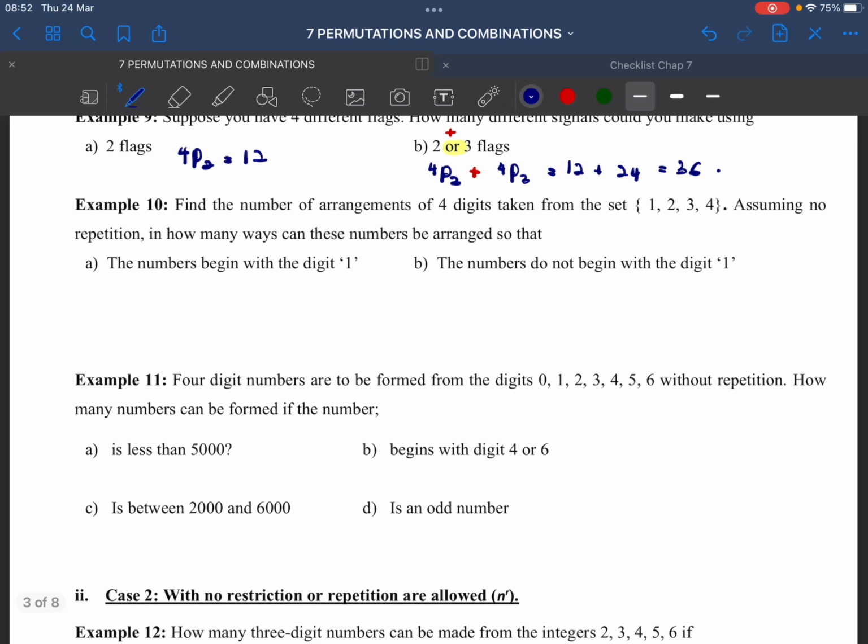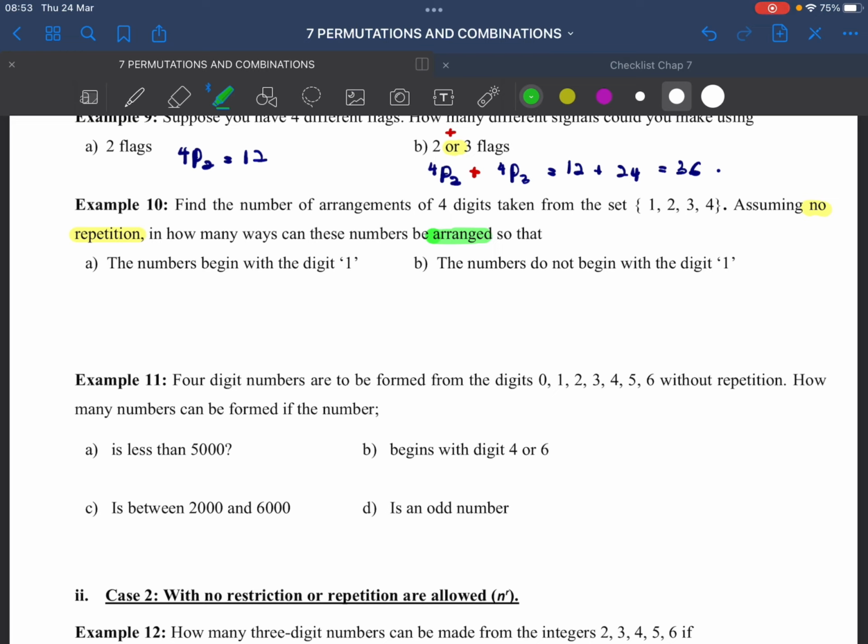Okay, let's see example 10. Find the number of arrangements of 4 digits taken from the set 1, 2, 3, 4, assuming no repetition. Okay, no repetition, meaning there cannot be repeats. In how many ways can this number be arranged so that the numbers begin with the digit 1? But before that, we are now learning permutation. You know that the question is talking about permutation. But how are we going to differentiate between permutation and combination? The keyword for permutation is arrange. So when it says arrange, that is permutation.